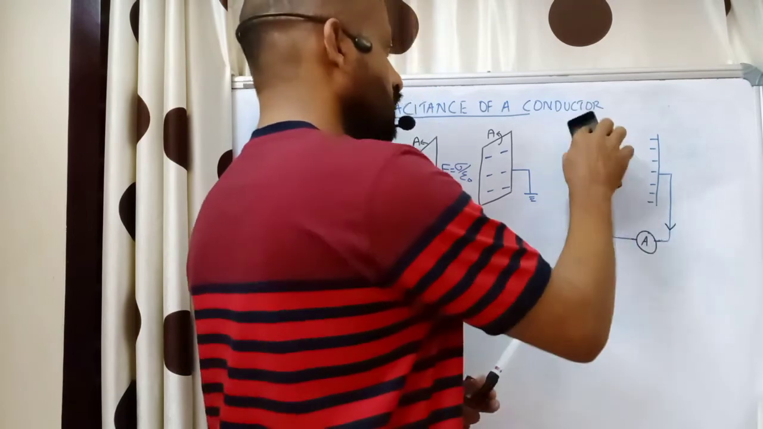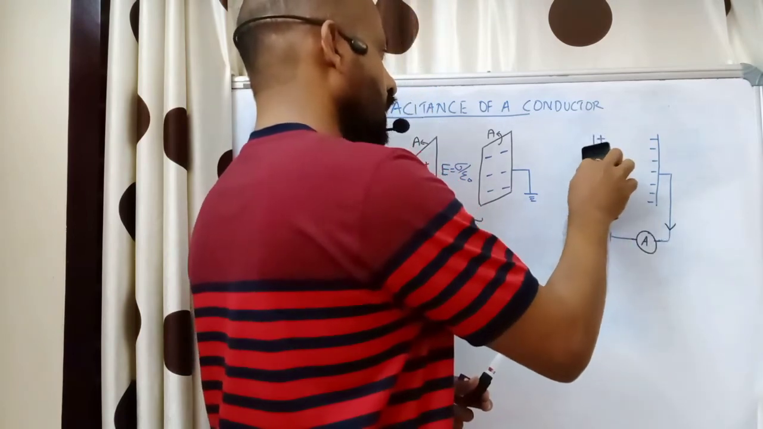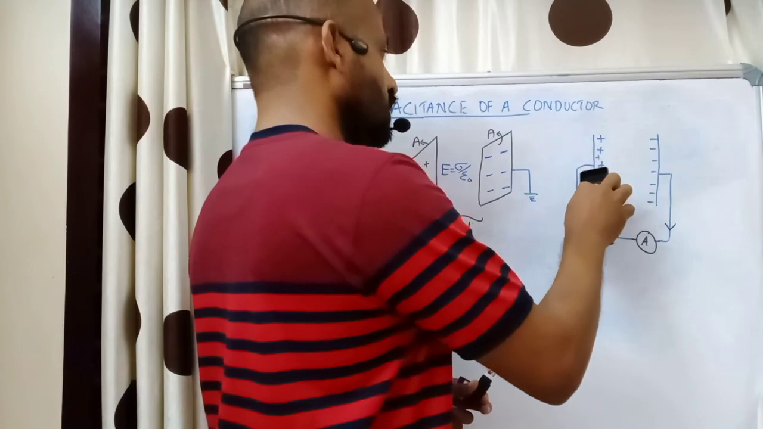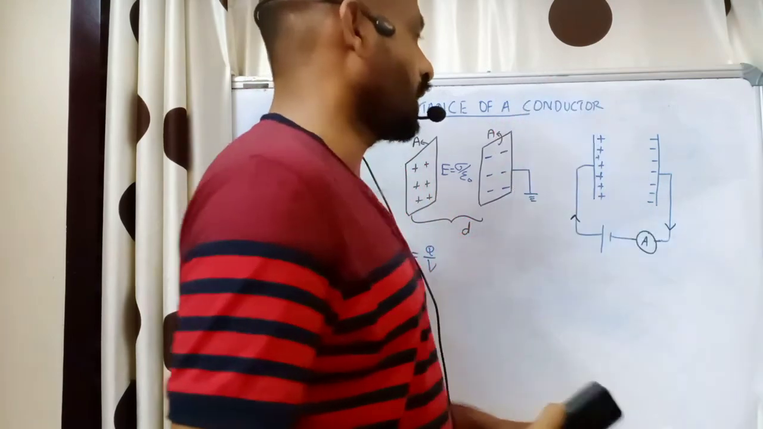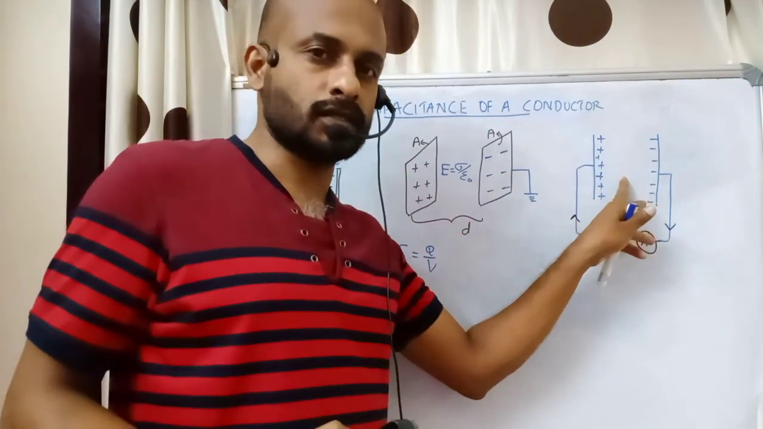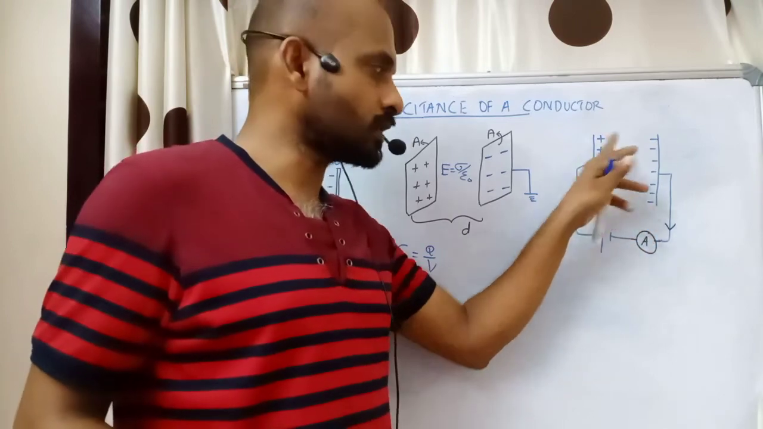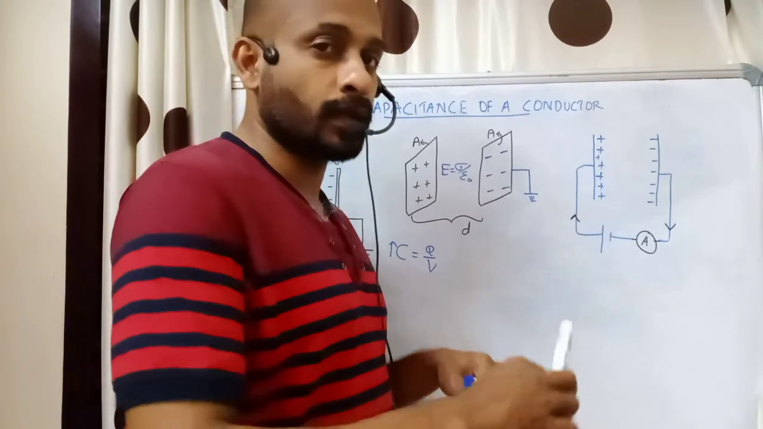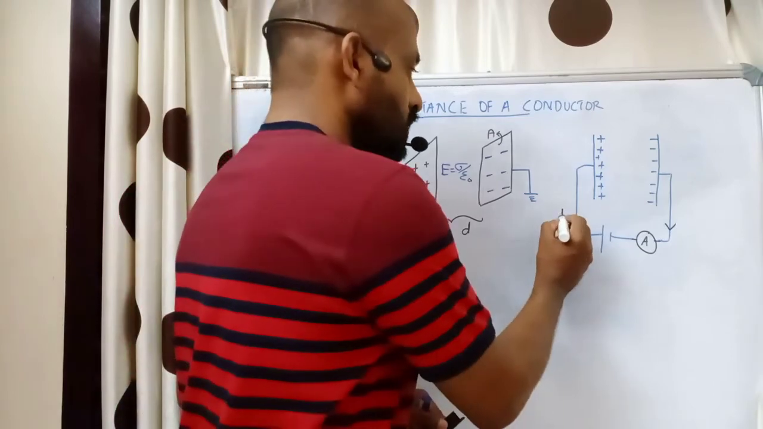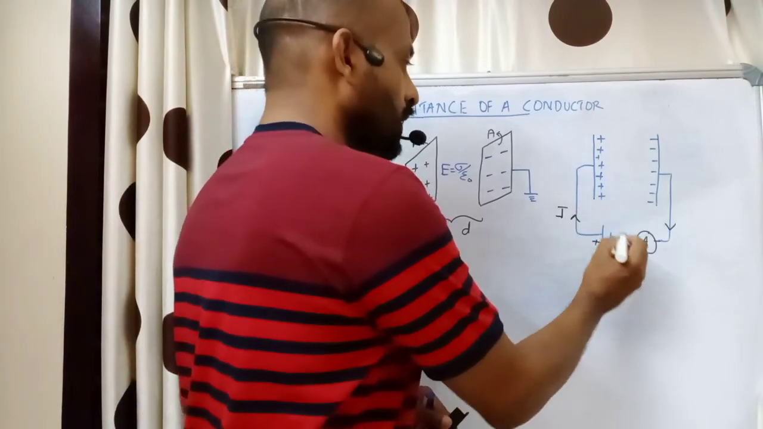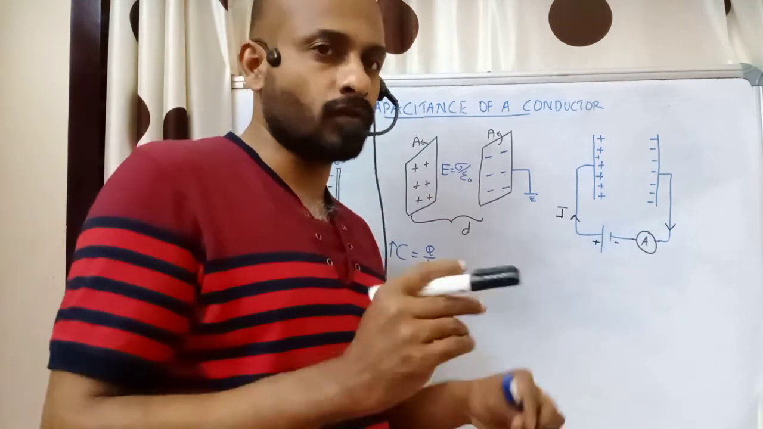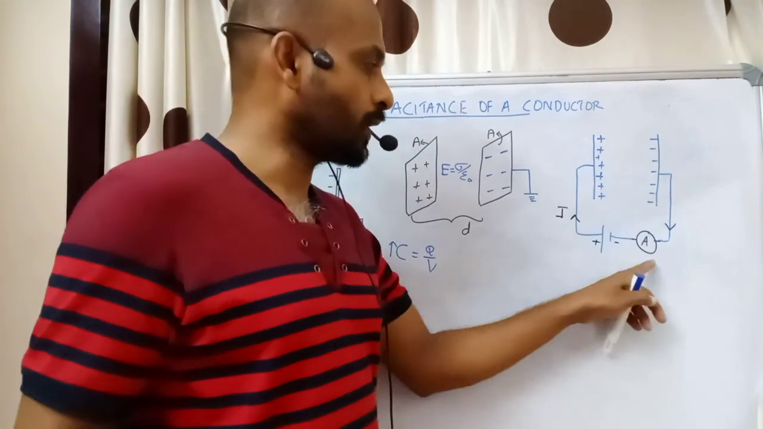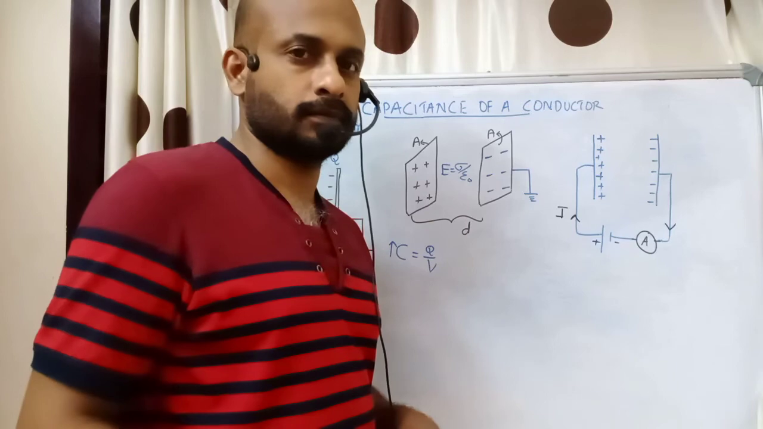These negative charges were neutralized by the positive charges on the positive terminal of the battery. In this manner, the capacitor will be charged. This plate will be positively charged and this will be negatively charged. There will be current flow momentarily till the capacitor gets charged. Once the capacitor gets completely charged, current flow stops. Then the ammeter will not show any current.